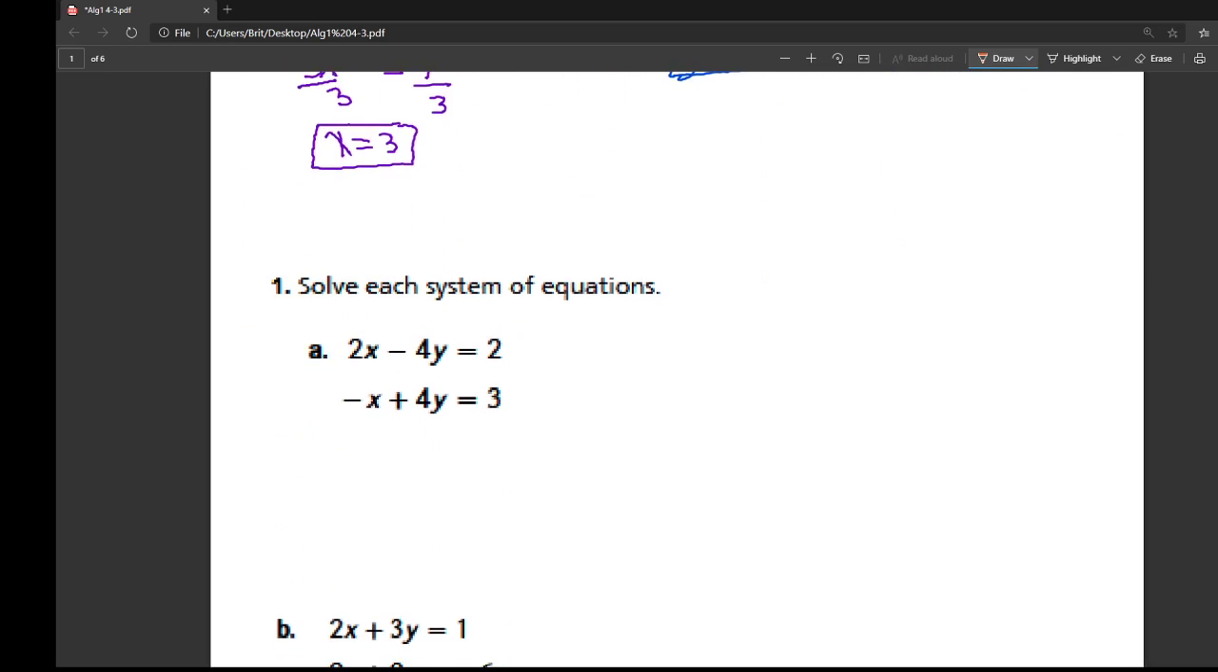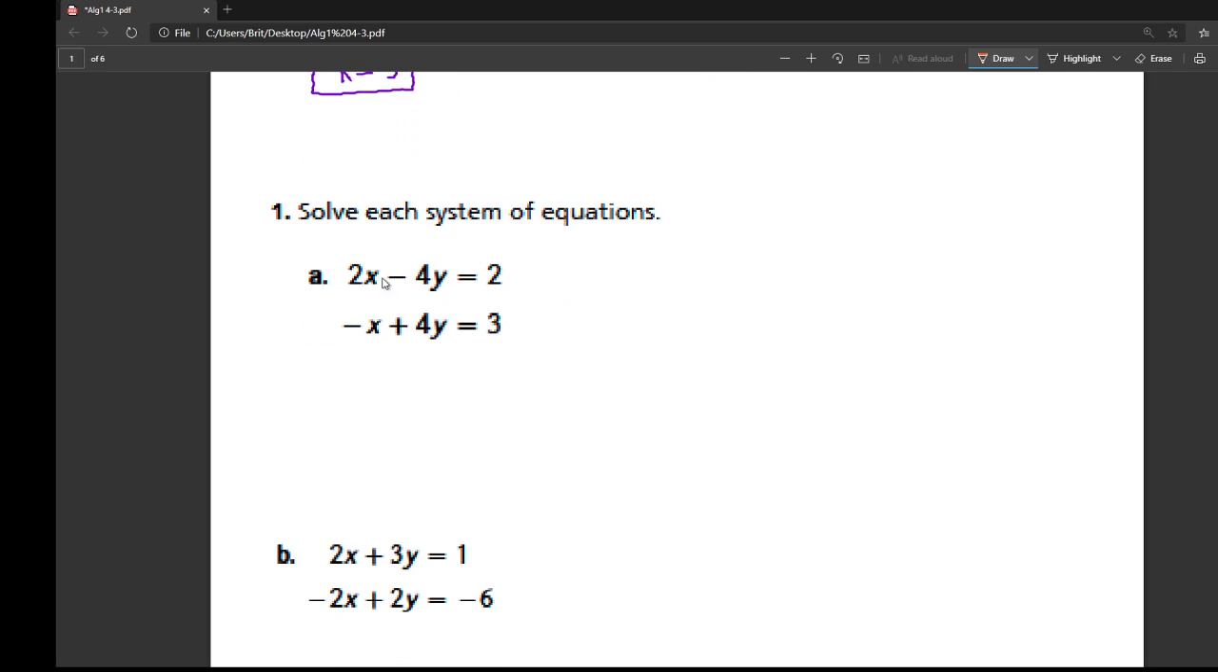Let's go ahead and let's try another one. So here on 1a, our y's have the same coefficient. They both have a 4 in front of them. And one is a negative 4 and one is a positive 4. So I can go ahead and add these two equations together, and these y's should eliminate each other. So 2x plus negative 2x is just x. Negative 4y plus 4y, those cancel. And then 2 plus 3 is 5. So we automatically get that x is 5 here.